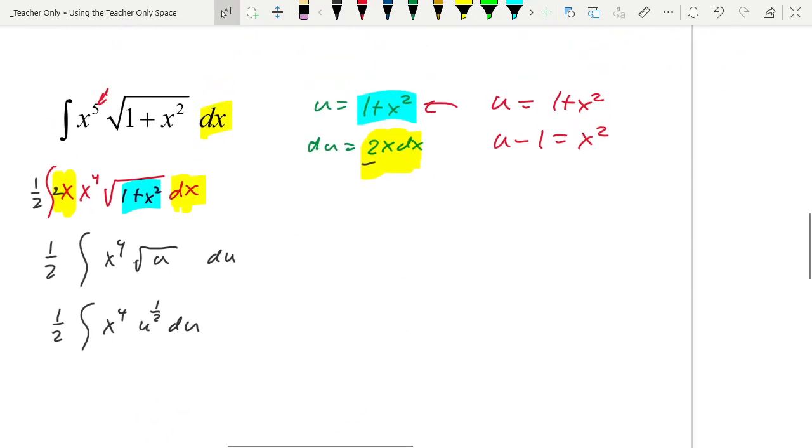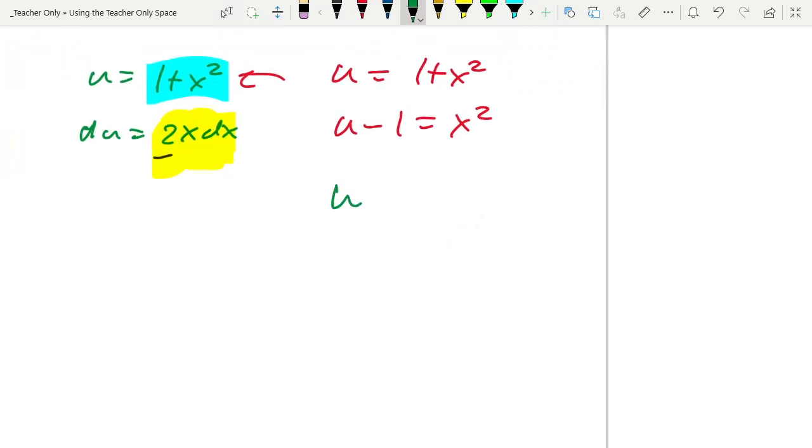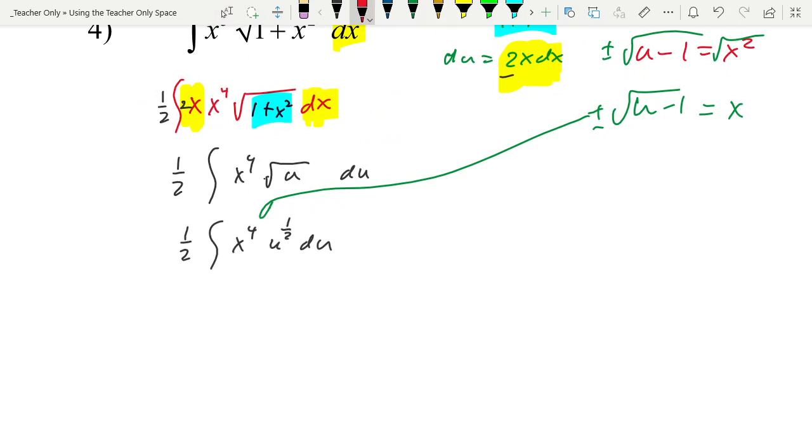So for those of you who said, no, I just would have solved for x. Okay, fair. So that's u minus 1. So we're going to take the square root of both sides. So that's plus or minus. So it's going to be plus or minus the square root of u minus 1 is equal to x. Okay. So we'll go ahead now and sub that in. So what would that result in? That would give us 1/2 times the antiderivative of, I'm going to write the square root as 1/2 power.